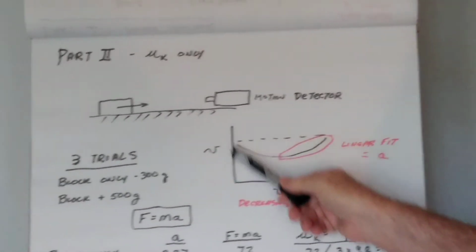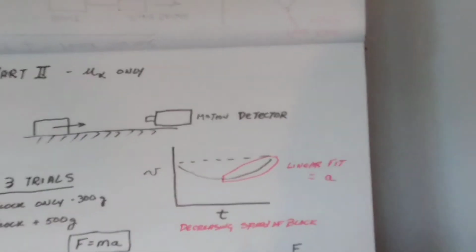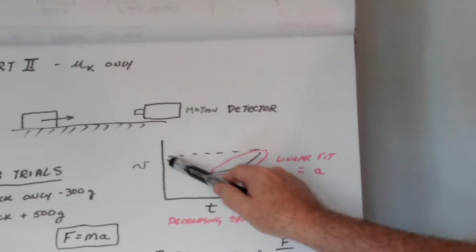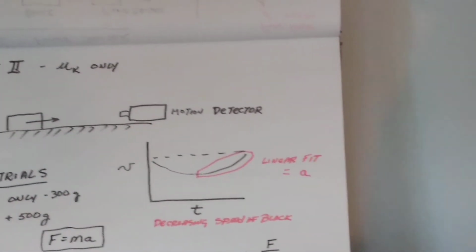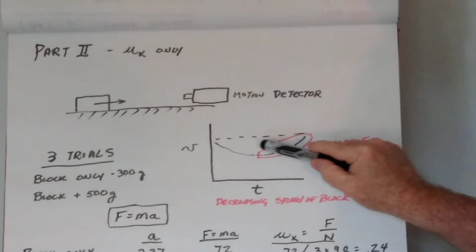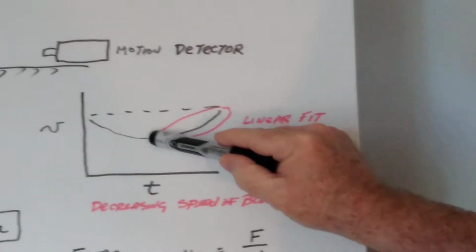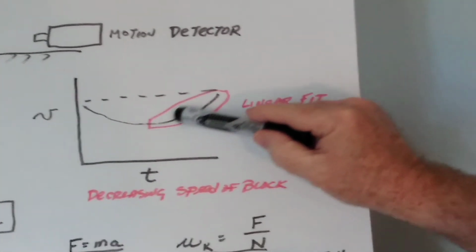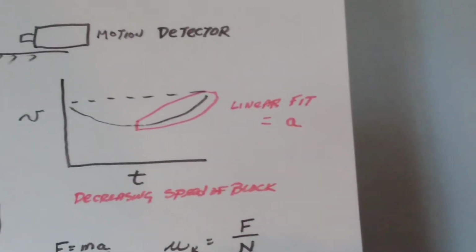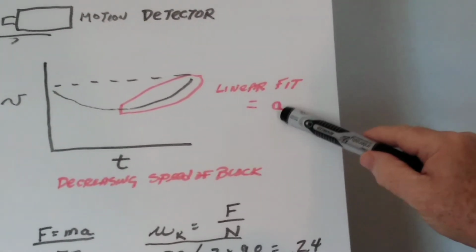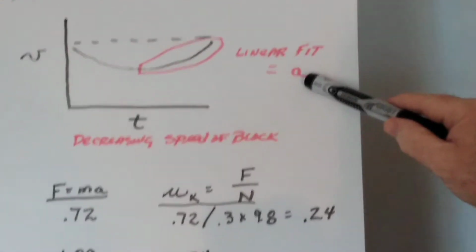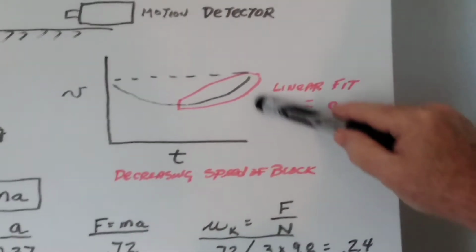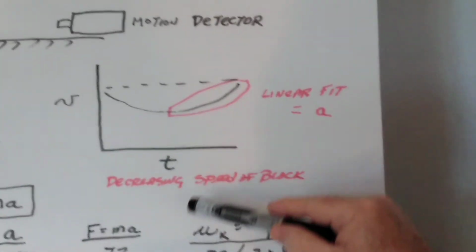We're going to generate V over T graphs. Again, using our computer program, it should look something like this. And what we're going to do is zero in with the linear fit function to determine the slope of this line at the decreasing speed of the block, when the block starts to slow down after we push it. That's the acceleration, A. From this graph, we can determine A. And in the first case, we came up with 2.37.